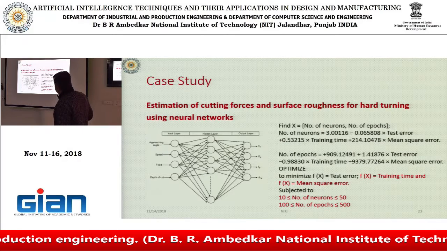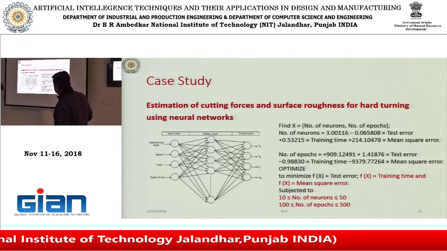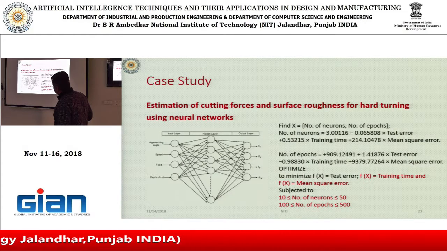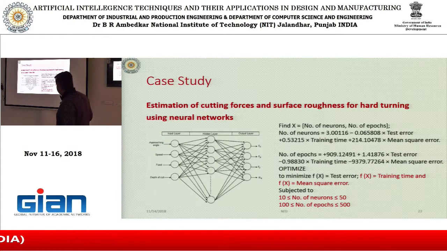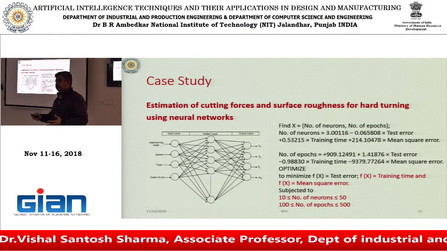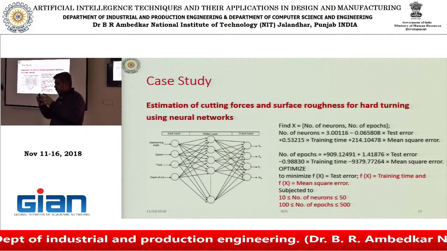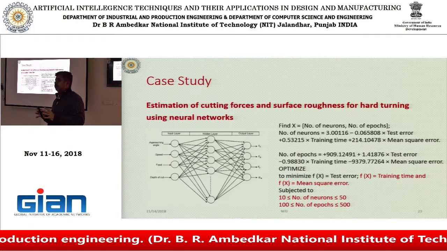Then I optimized it. For optimization, the condition we imposed was that within a range from 10 neurons to 50 neurons, and also the number of epochs from 100 to 500, you get the best solution. What is the best solution? From there we get the structure, which is the optimized structure.